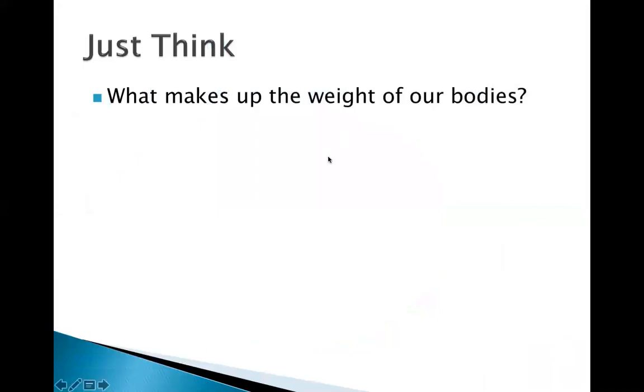So what makes up the weight of our bodies? I already said BMI uses a strict weight number and doesn't look at body composition. So in that weight number, we have muscle, we have fat, we have organs, we have fluid, we have bone, we have joints, tendons, ligaments, hair, etc. And so that's all of our weight. BMI doesn't tell us anything about that.